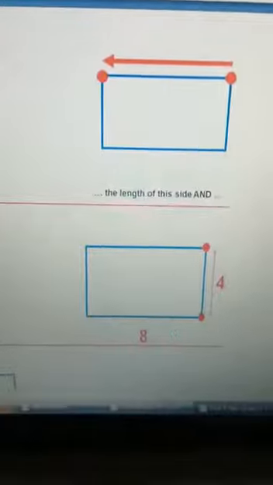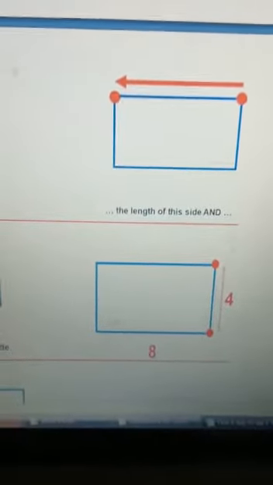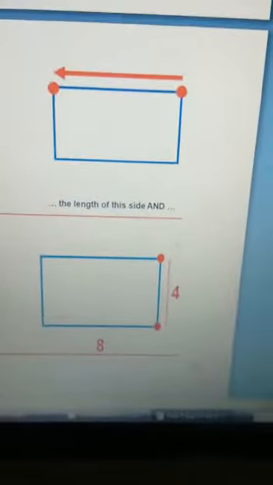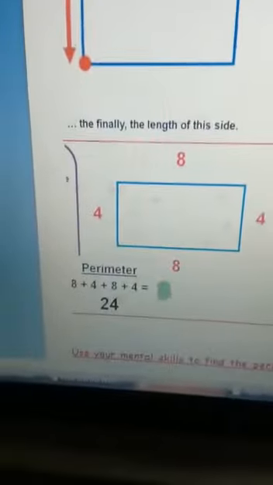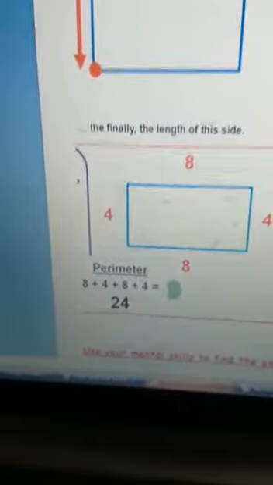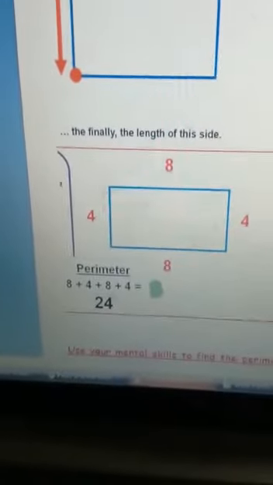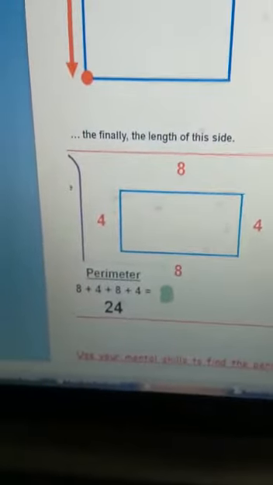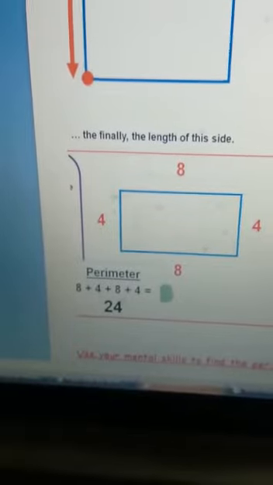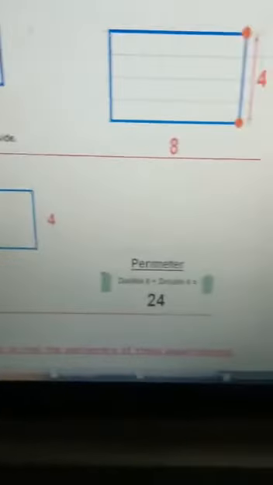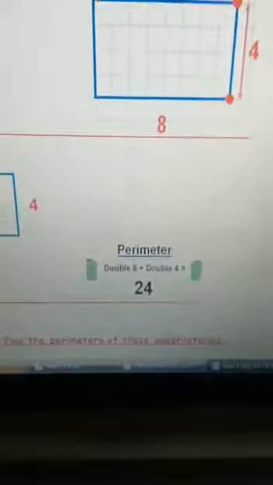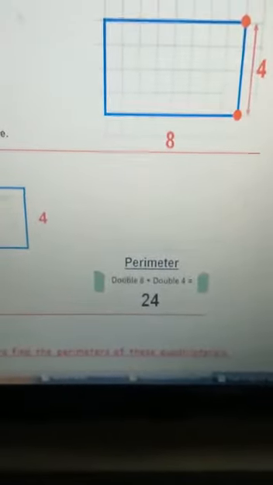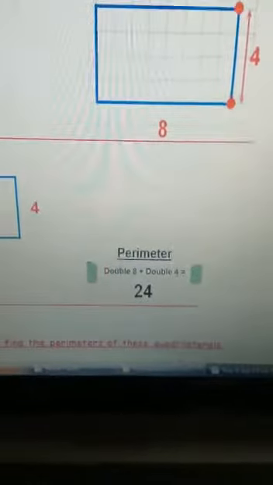So if they are 8 squares along, or 8 centimeters, and 4 centimeters or 4 squares up, we can add them all up because a rectangle has the opposite sides equal. So the perimeter is adding all 4 sides. 8 plus 4 plus 8 plus 4 is 24. Or you can double 8. So 8 times 2, and then double 4. 4 times 2, and it still comes to 24.